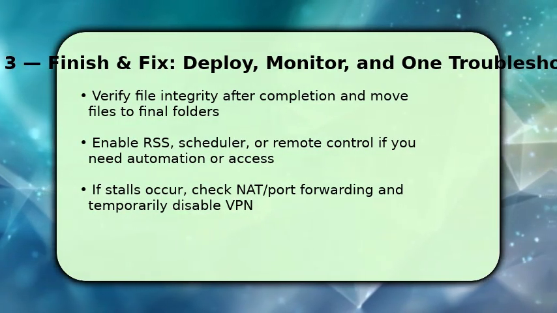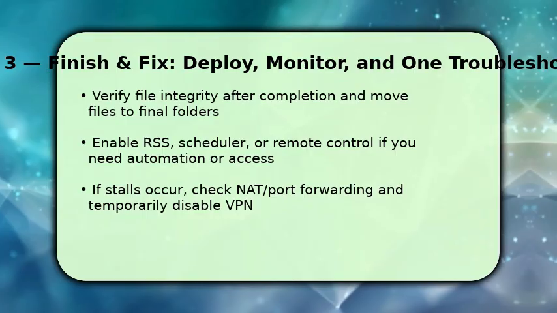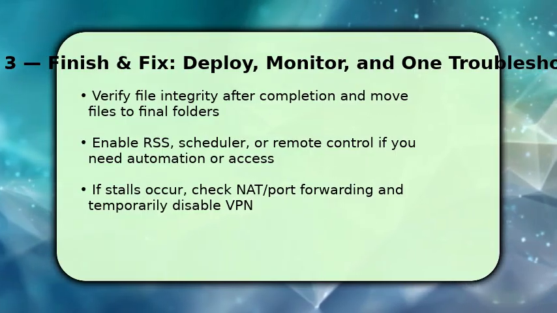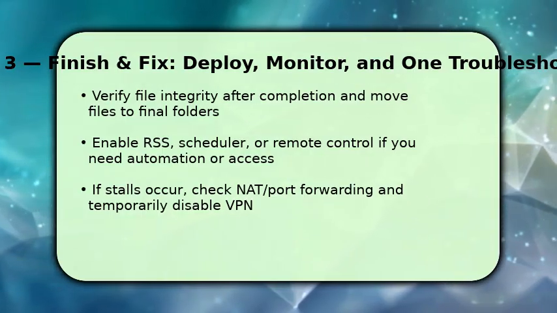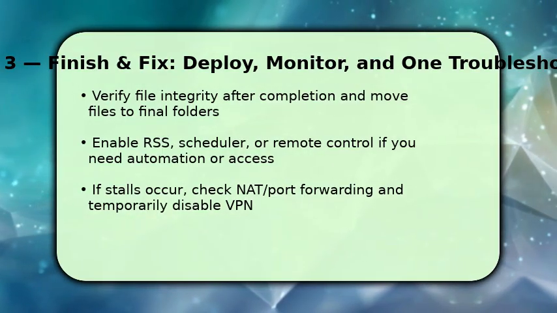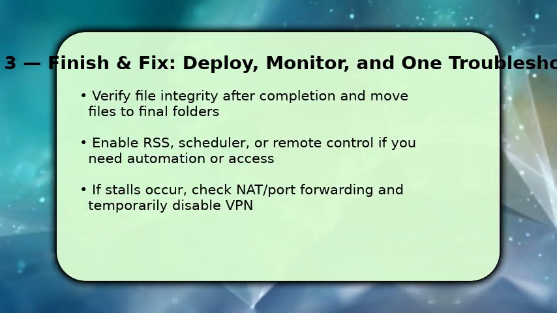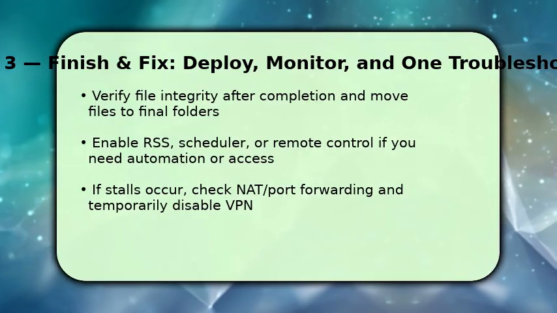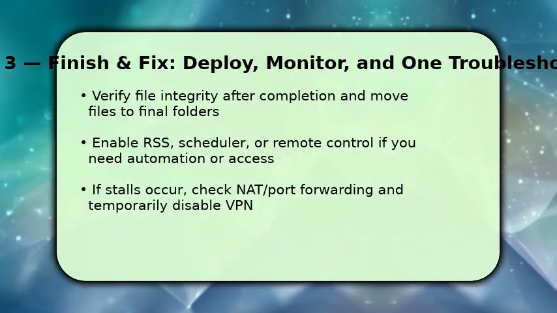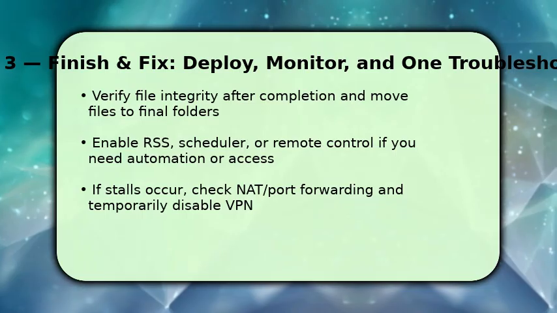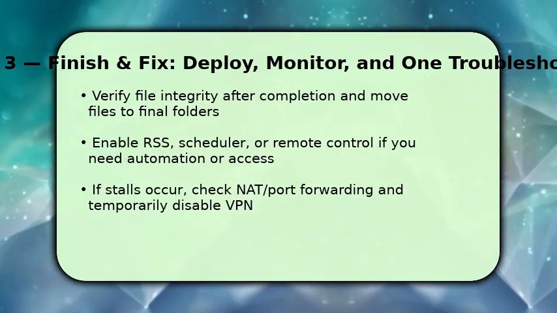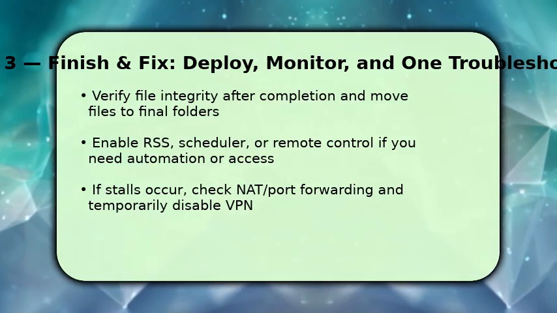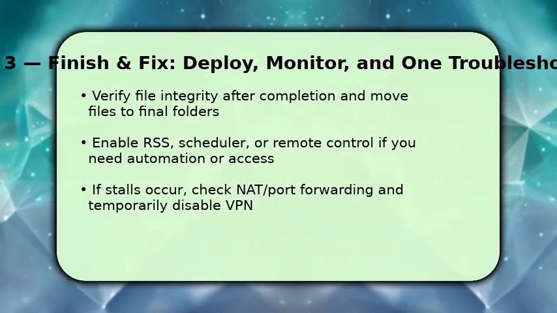Once finished, consider enabling RSS or scheduler for automation, or set up qBittorrent Web UI for remote control if you need access away from the phone. If a download stalls or peers are scarce, troubleshoot. Check port forwarding or UPnP on your router, test without VPN, and temporarily disable battery limits. This one key tip usually restores connectivity and lets transfers resume without further delay.